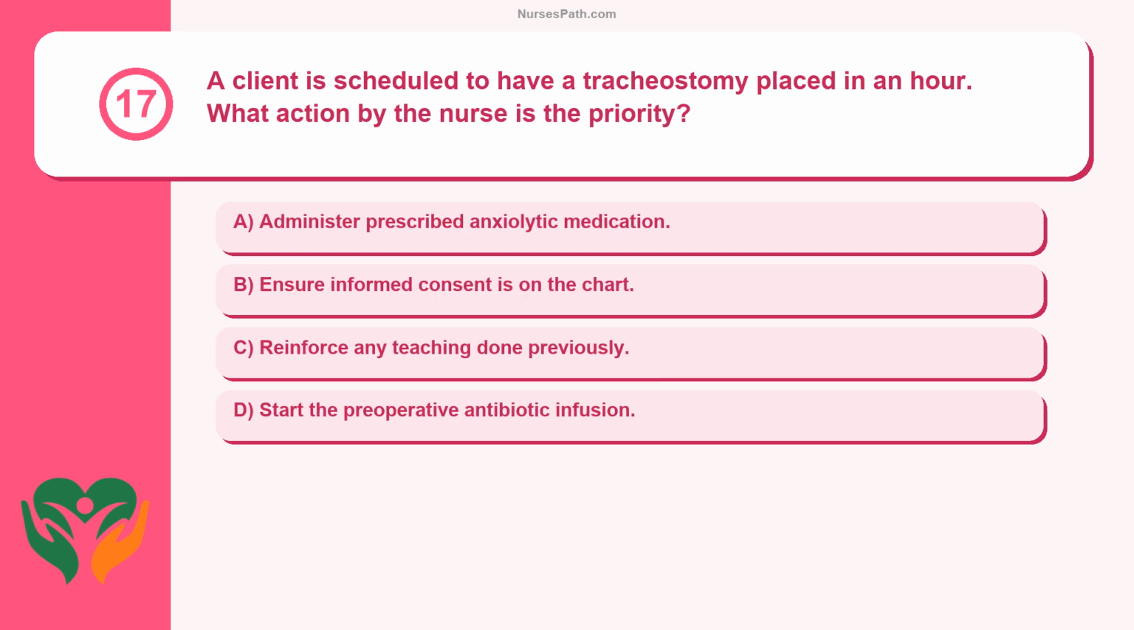Question 17. A client is scheduled to have a tracheostomy placed in an hour. What action by the nurse is the priority? Administer prescribed anxiolytic medication. Ensure informed consent is on the chart. Reinforce any teaching done previously. Start the preoperative antibiotic infusion.